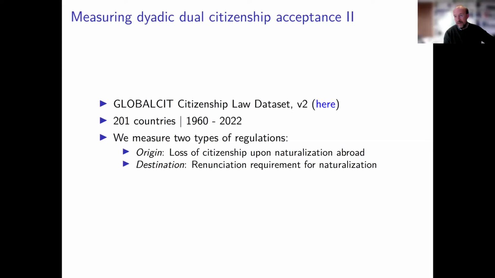We cover two types of regulation. So this is important for the dyadic. The idea of dyadic dual citizenship acceptance is that a migrant who wants to naturalize faces two kinds of potential restrictions with regard to dual citizenship. So one is with regard to the origin country. When you naturalize abroad, the citizenship law of the country where you came from may have a restriction, and this is typically a restriction that means the loss of citizenship. This can be either automatic or by a more discretionary withdrawal procedure. So the government is allowed to take back your citizenship.